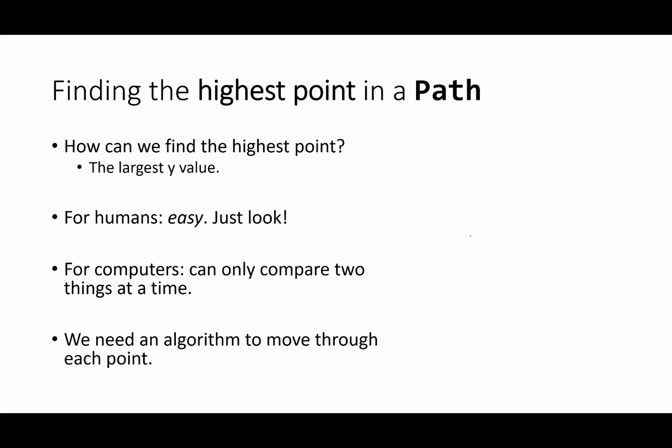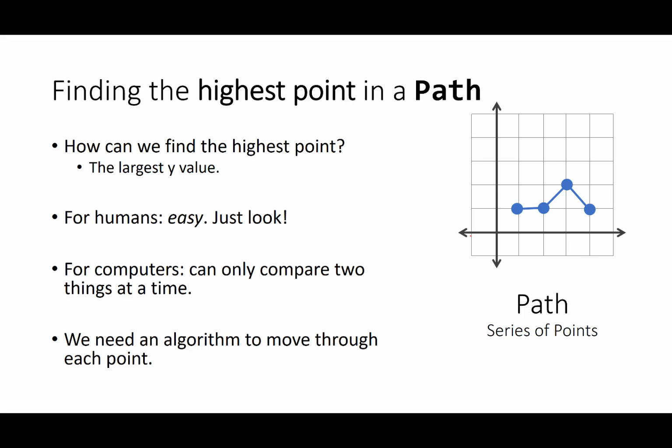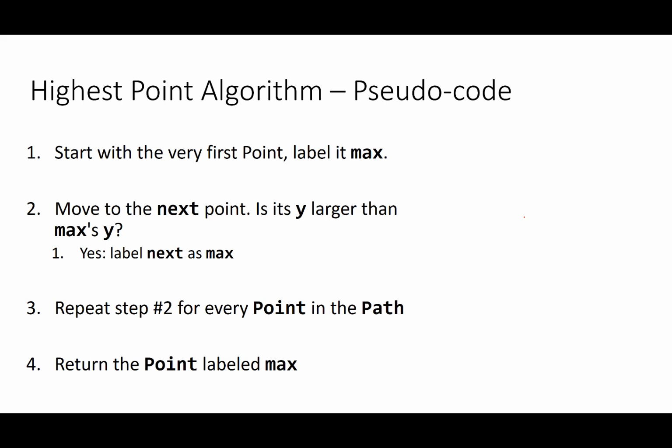So how can we find the highest point in a path? We're looking for the largest y value. You've actually seen a simple example of this on a previous worksheet, where there was a for loop which found the largest integer value in an array. We're going to do something similar, the exact same idea, but here we're looking at an array of points, and we're looking at the points' y values. For humans, this problem's easy, right? We just look at this and see, oh yeah, there it is. But for computers, when we have to specify this algorithmically, we can only compare two things at a time, so we have to break down our problem to be very step-by-step. We're going to move through each point and try to remember the highest point we've seen so far. By the time we've looked at all points, the single highest one we've remembered is going to be our highest point. So let's look at the pseudocode for this.